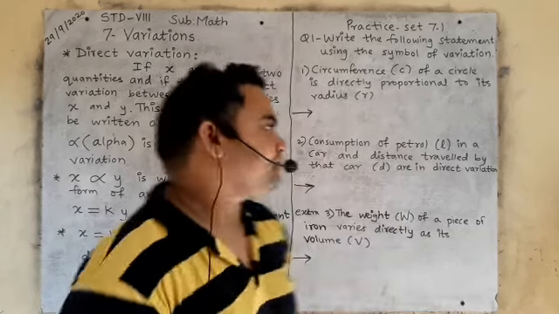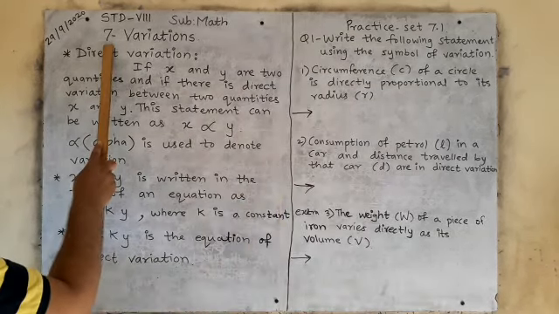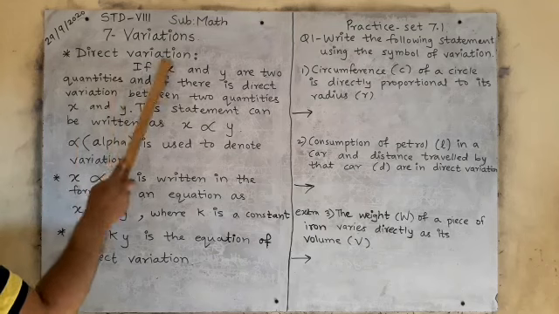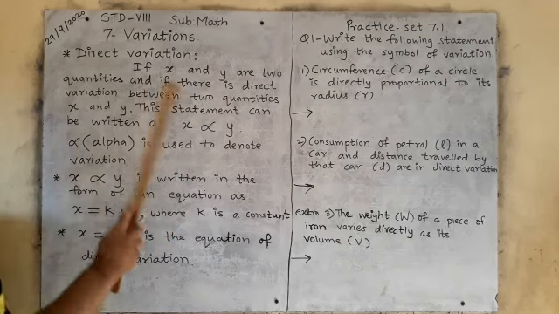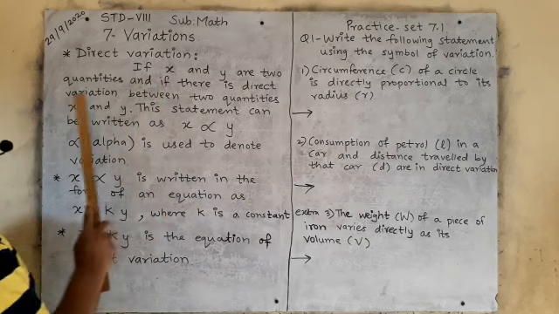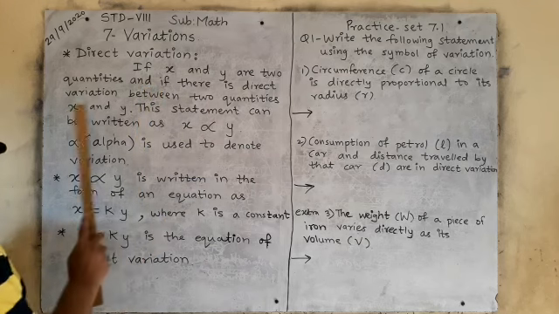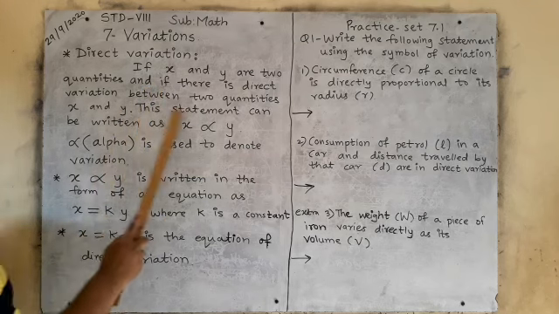Just look at the board. Chapter number 7, variations, direct variation. If x and y are two quantities, and if there is a direct variation between two quantities x and y, this statement can be written as x directly proportional to y. This we can read, x is directly proportional to y. So what is this?